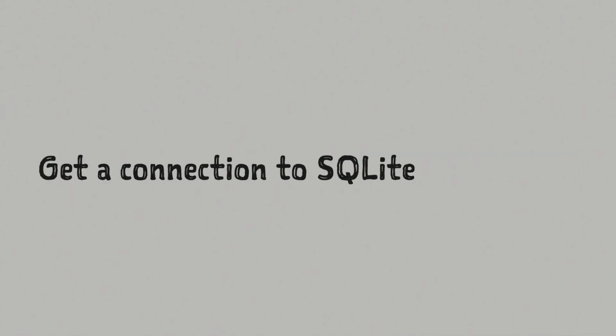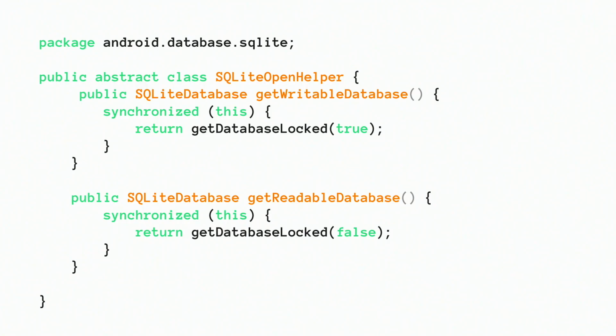If we wanted to get a connection to SQLite, we would call one of these two methods, get writable database and get readable database. They would actually go to the same place, which is the get database locked. And they would always try and get a writable database first, and only if it is unavailable, it would get a readable database. So basically, there's not a whole lot of points to manually call get readable database. You can always call get writable database and get either one, depending on availability.